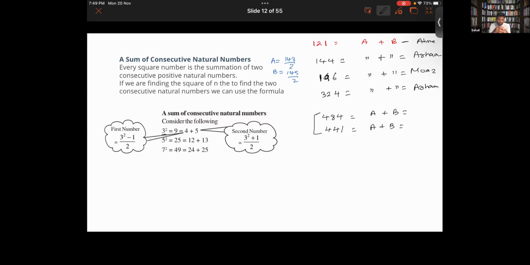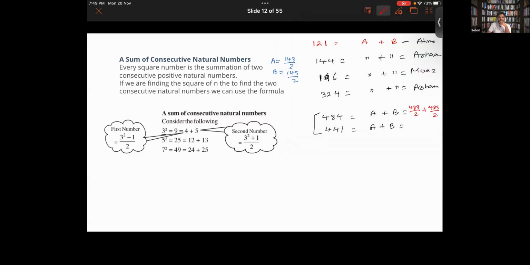Sir, I got it. What value are you getting? Sir, for the first one, it's 483 upon 2, and for the second one it is 485 upon 2. Okay. Sir, do I have to solve the second one also? Try solving the second one also.